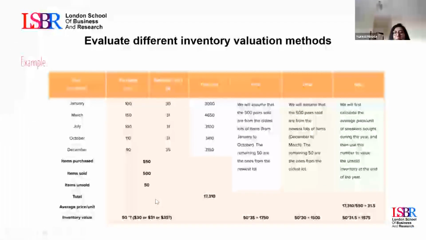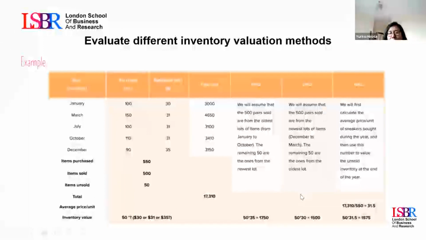So imagine that we decided to use FIFO, first in, first out. It means that we are going to take 35, because this was the cost of the items that entered first. So 50 multiplied by 35.